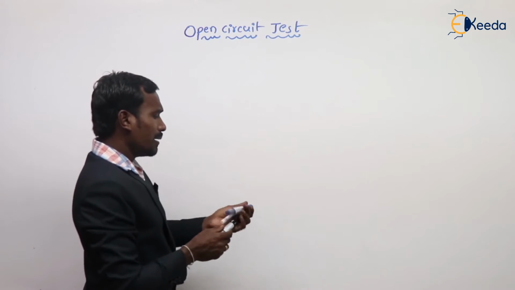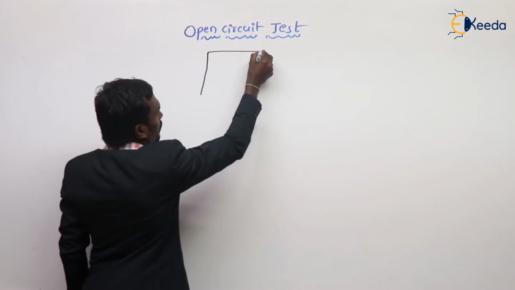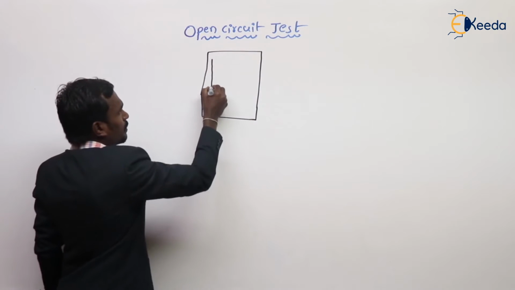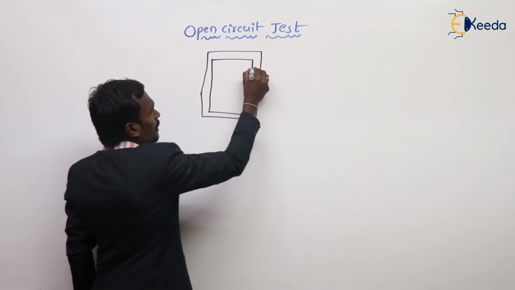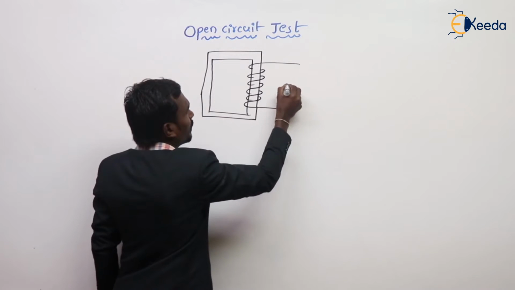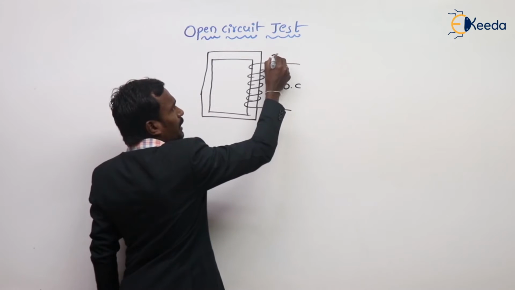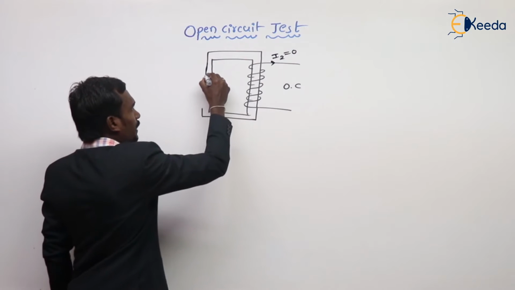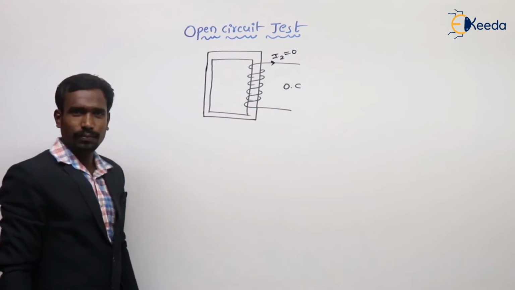For example, I am taking a transformer here. This is my transformer, and its secondary winding is open circuited. When the secondary winding is open circuited, there is no current flowing in the winding, because this is an open circuited winding.